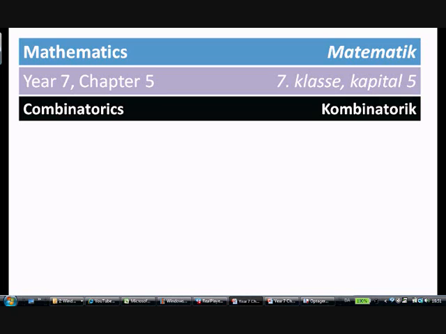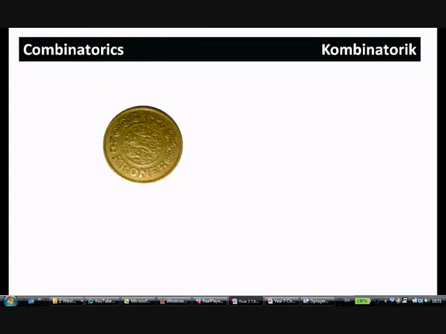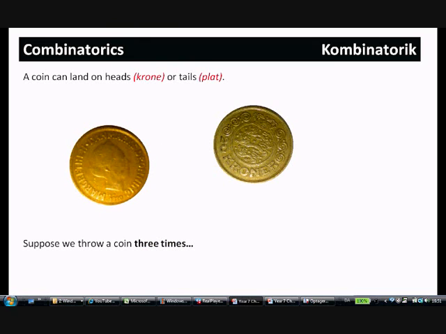Topic number 5 in 7th class is called combinatorics. Now, that's a coin that can land on head or tails, krone or plat in Danish, and we're thinking about throwing that coin 3 times. So just write that down.